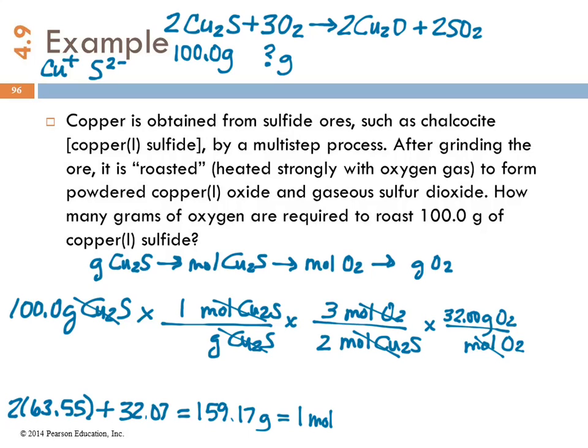So 1 mole of copper sulfide, 159.17. 100 divided by 159.17 times 3 divided by 2 times 32 equals. How many significant figures should this have? 4. 30.16 grams of oxygen.